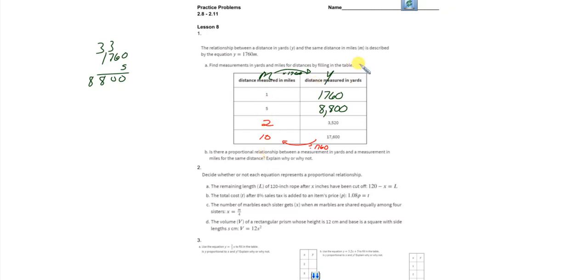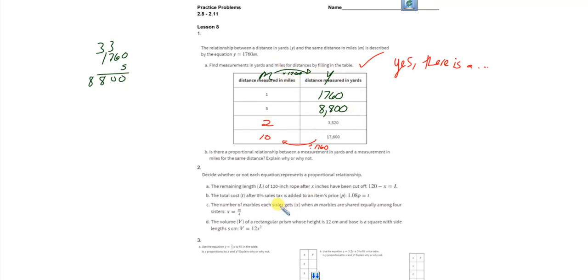So that's part A. Part B, is there a proportional relationship between a measurement in yards and a measurement in miles for the same distance? And we're going to say yes, there is. So yes. Explain why or why not. Yes, there is a constant of proportionality. So the constant is 1,760. You can write that down. It works for every pair that's in our table. We used it to fill out our table. So that's how we know it's a proportional relationship.